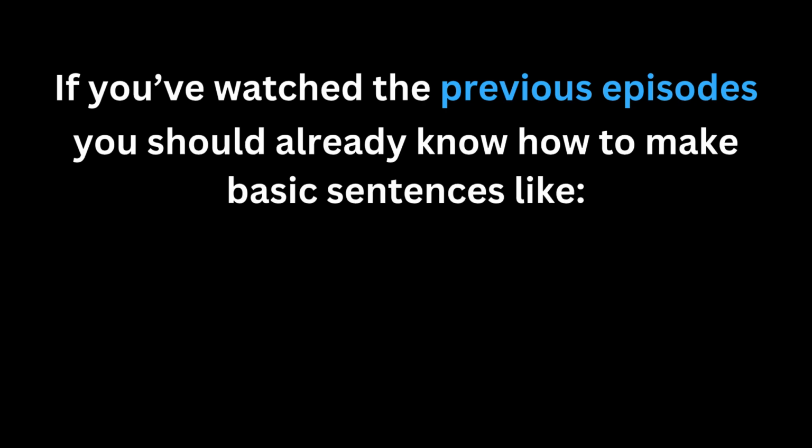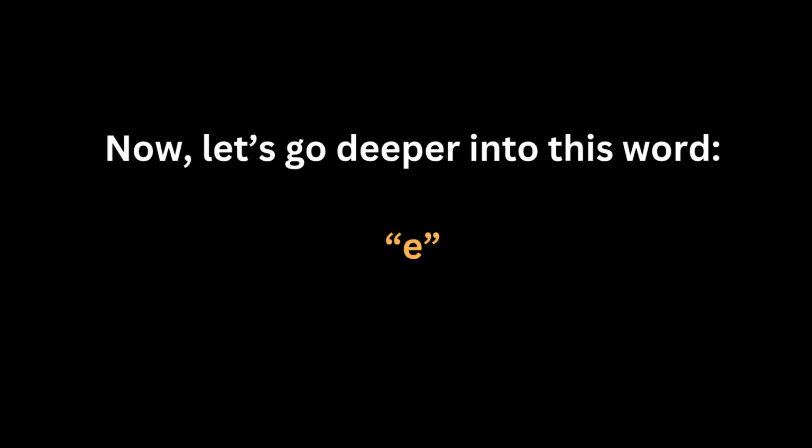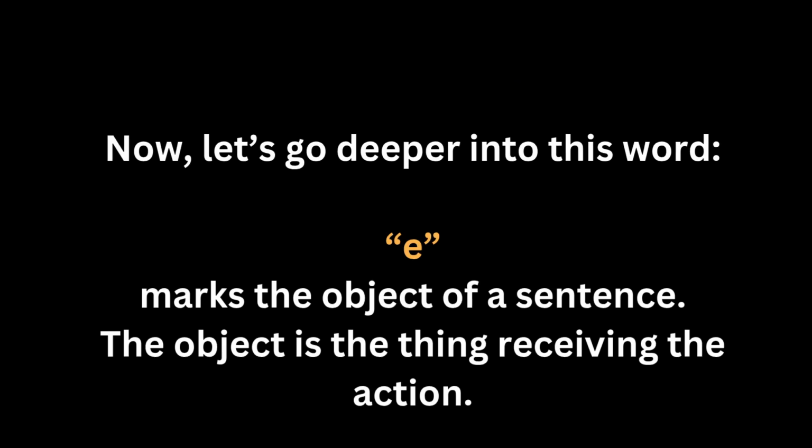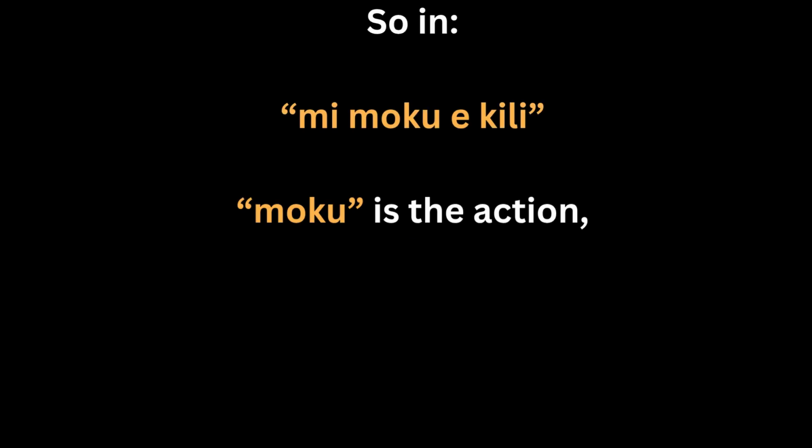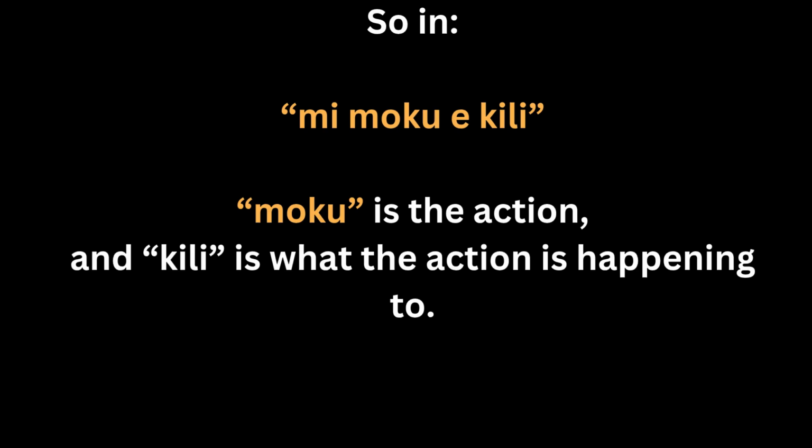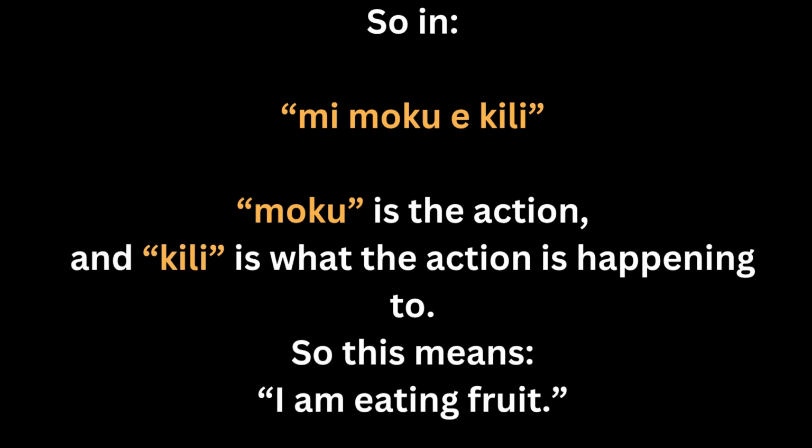If you watched the previous episodes, you should already know how to make basic sentences like mi moku e kili. Now let's go deeper into this word. E marks the object of a sentence. The object is the thing receiving the action. So in mi moku e kili, moku is the action, and kili is what the action is happening to. So this means I am eating fruit.